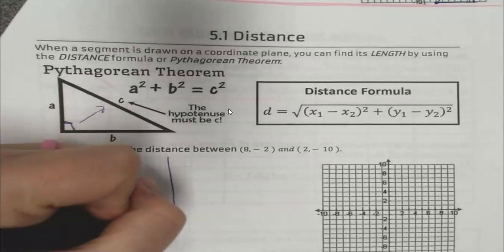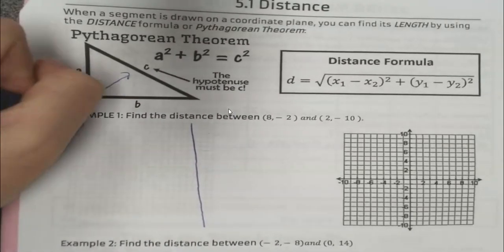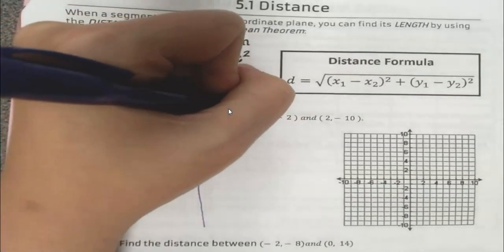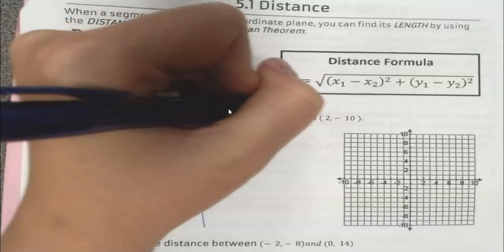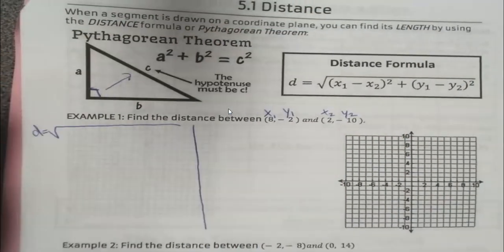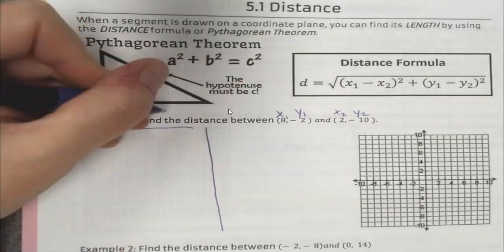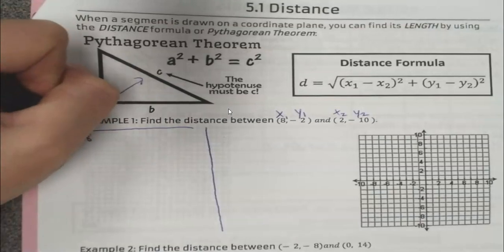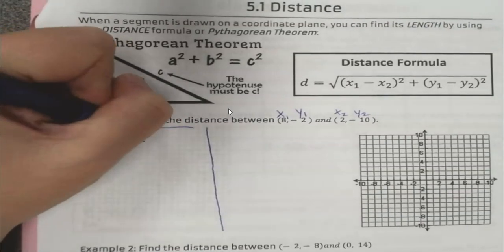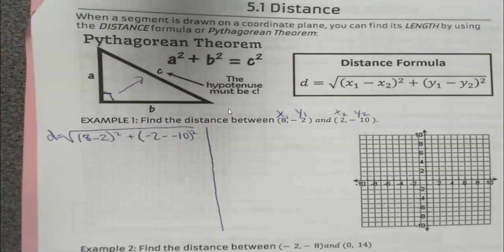So we're going to split this in half, and we're going to do the distance formula on one side and then use Pythagorean theorem on the other side on the same points. So x1, y1, x2, y2. So this is the distance formula part. We have parentheses 8 minus 2 squared plus negative 2 minus negative 10 squared.